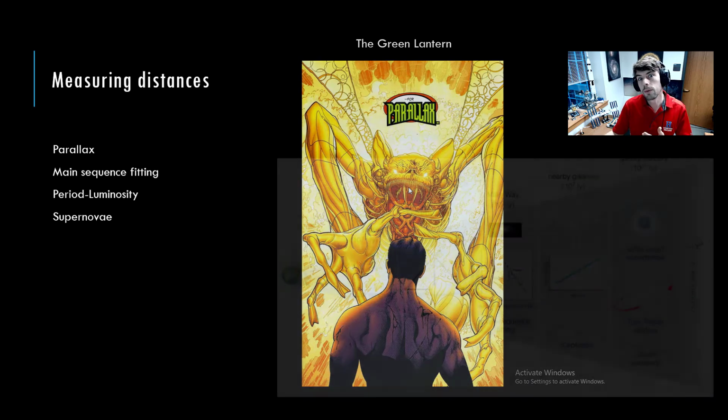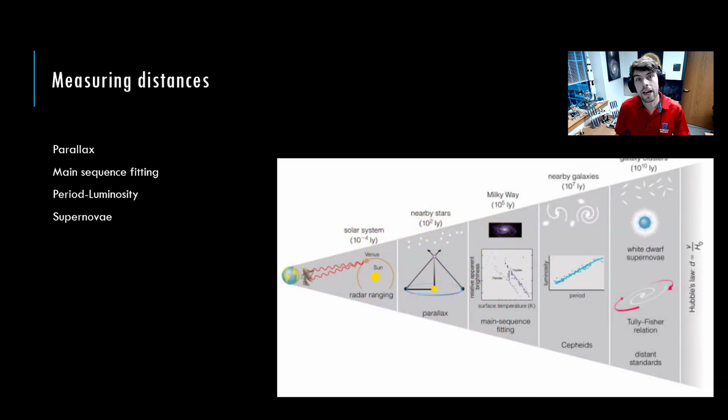So after we get parallax, we can actually find a new pattern, which is called main sequence fitting. We'll have to go in and talk about the birth, life, and death of stars along with that process. So we'll find ourselves jumping back and forth between measuring distances and talking about the nature of stars.